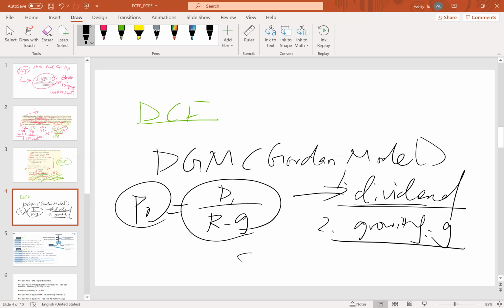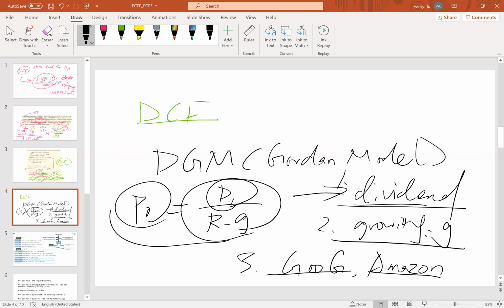And also if the companies pay much dividend, it does not mean the companies should be more valuable than the companies that do not pay dividend. For example, Google and Amazon, they don't pay dividends, but they are actually better companies than the other companies that pay much dividends. So we cannot use this model to price the stock in the public market. So we will prefer to use the other models we will introduce in today's class.